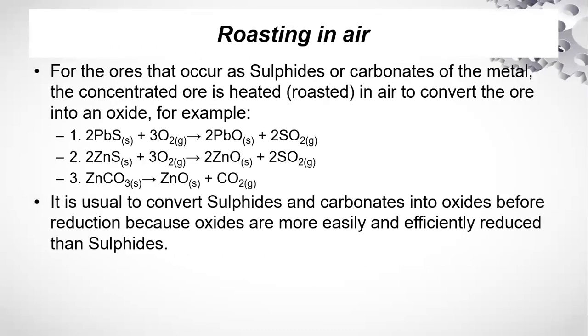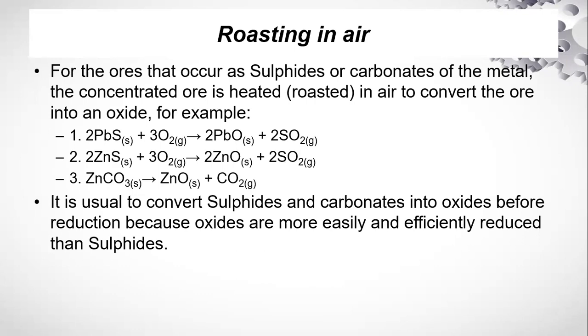Moving on, that is the roasting in air. This is our second step when you are trying to extract these moderately reactive metals. Now, for the ores that occur as sulfides or carbonates of the metal, the concentrated ore is heated, simply that is roasted in air to convert the ore into an oxide.